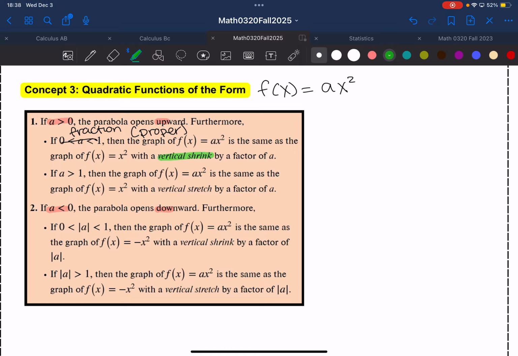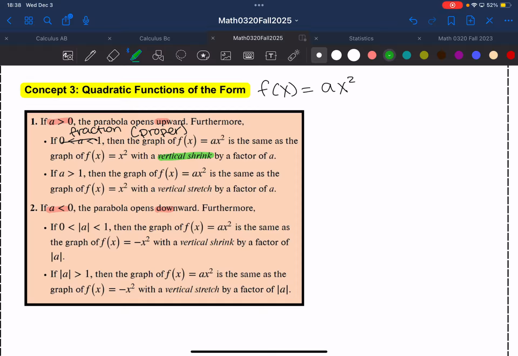Vertical shrink. What this means is, if you pretend you have a rubber band in your hand and you stretch that rubber band vertically, this would be a vertical stretch. If we were to shrink it, we would bring the rubber band closer to the origin, which means the sides would get larger. So we're going to have a fat parabola.